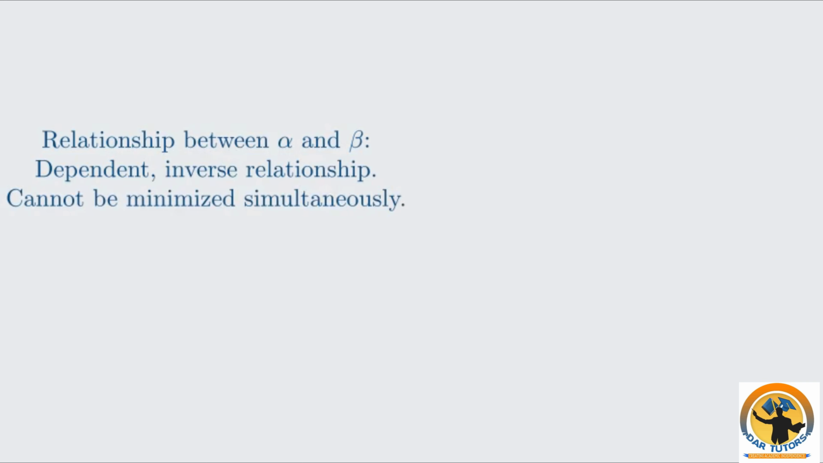Now, let's explore the relationship between alpha and beta. They have a dependent inverse relationship. This means they cannot be minimized simultaneously. To understand this, let's look at the graphs of our two distributions. The blue curve is the distribution of the test statistic under the null hypothesis, N(0,1). The red curve is the distribution under a specific alternative hypothesis, centered at some value μ1. Remember, the significance level alpha is the probability of a type 1 error, which is the area under the blue null curve in the critical region. Beta is the probability of a type 2 error, which is the area under the red true curve in the region where we would retain H0.